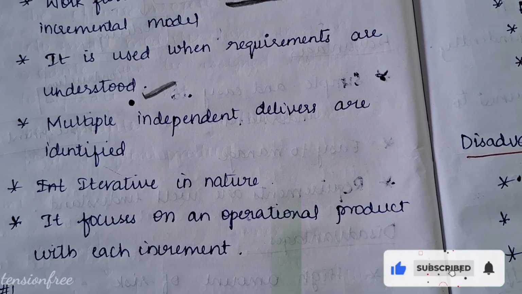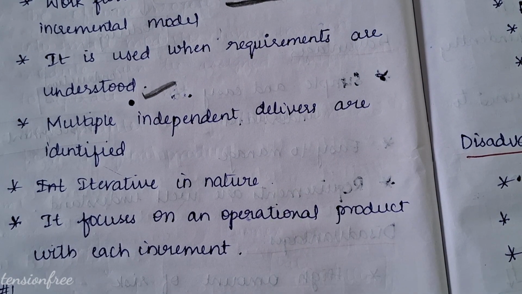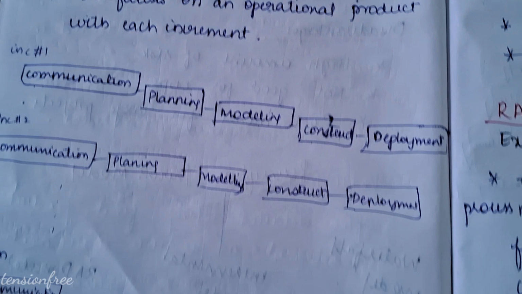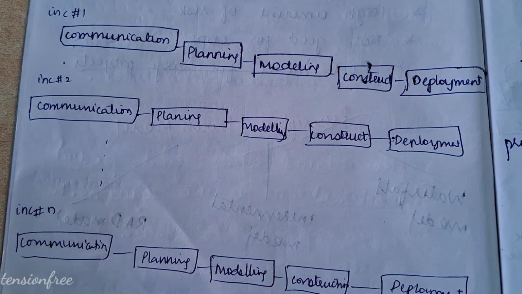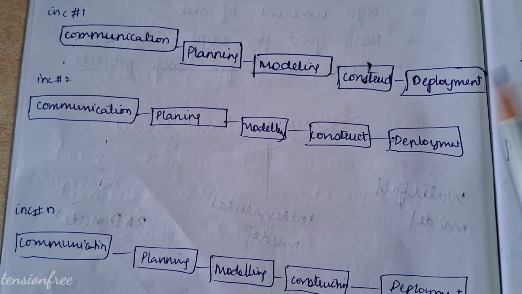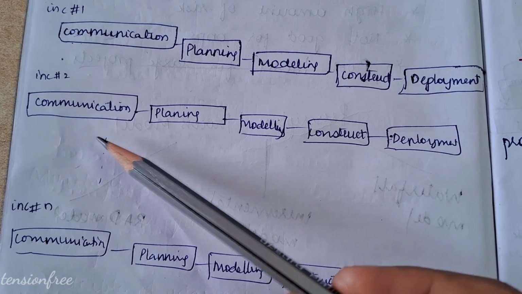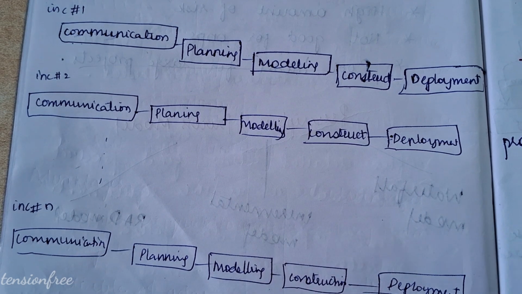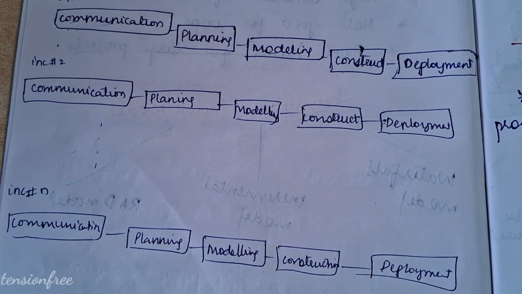This incremental model is iterative in nature. It focuses on an operational product with each increment. We're going to have many increments to develop the software, and in each increment, operational products will be the focus. Look at this diagram. In increment one, we communicate, plan, model, construct, and deploy, and in increment two we do the same, until n number of increments are done to provide a proper high quality software.